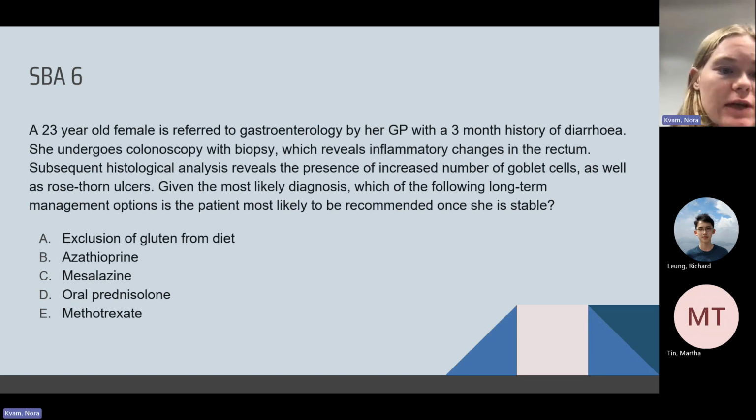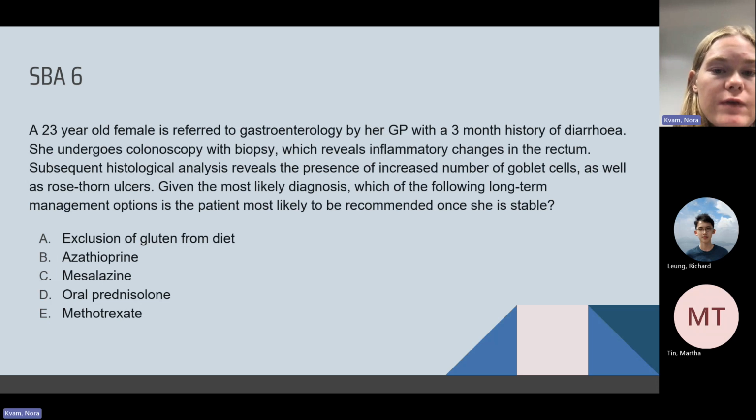A 23-year-old female is referred to gastroenterology by her GP with a 3-month history of diarrhea. She undergoes colonoscopy with biopsy, which reveals inflammatory changes in the rectum. Subsequent histological analysis reveals the presence of increased number of goblet cells and rose thorn ulcers. Given the most likely diagnosis, which of the following long-term management options is the patient most likely to be recommended?